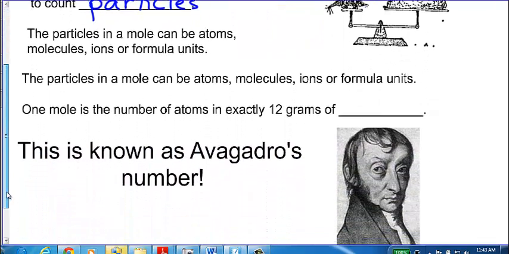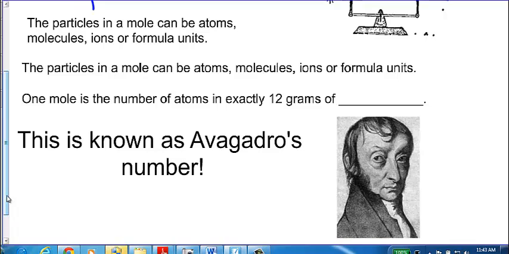It is based on carbon-12, and we say it's the number of atoms in exactly 12 grams of carbon-12. So it's based on a carbon-12 standard. Why carbon-12? Because it's in everything. We're carbon-based life forms. Carbon-12 is everywhere. So that's why they base it on 12. This number, the 6 times 10 to the 23rd, is Avogadro's number.